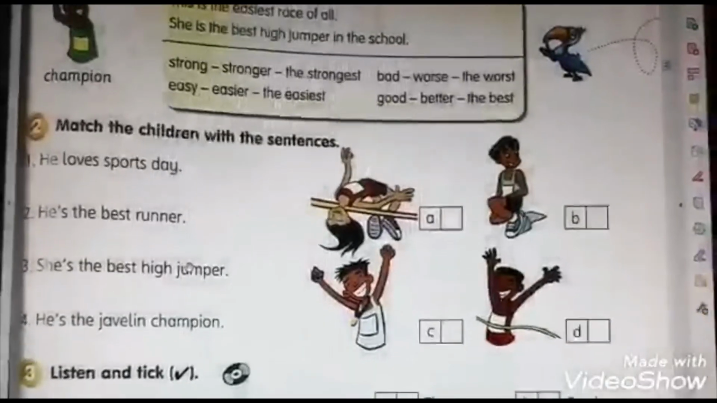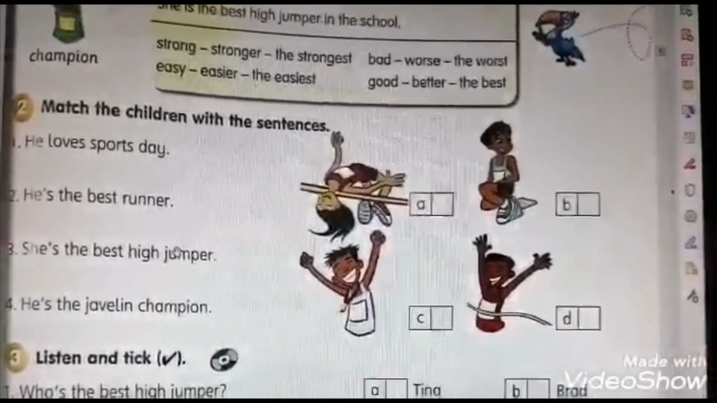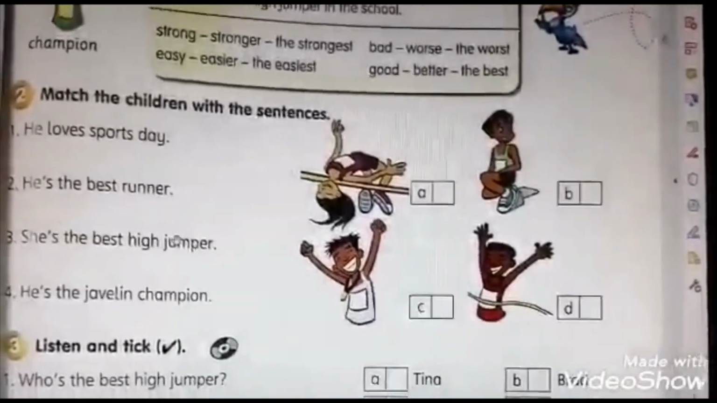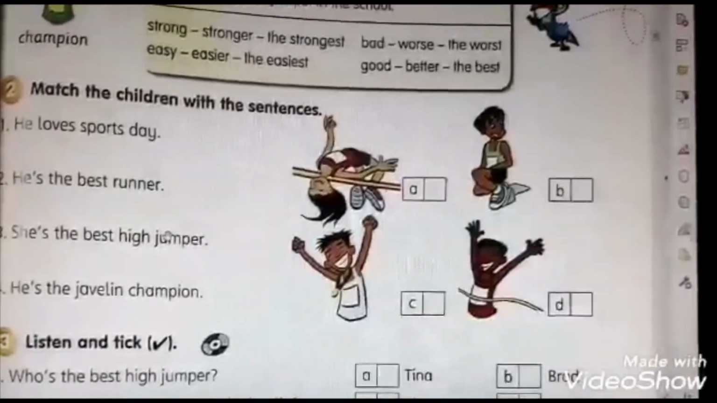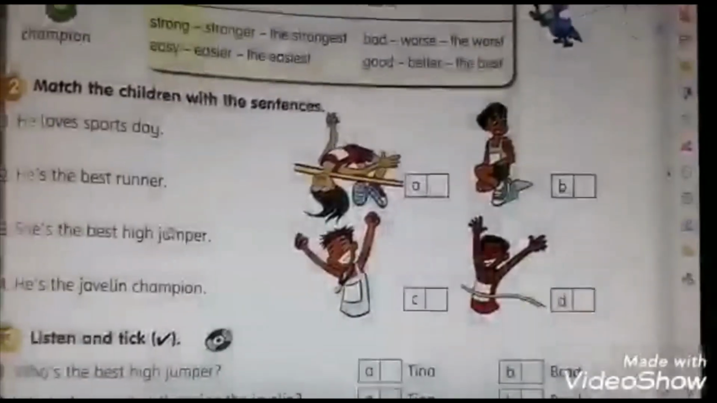Now look at the grammar part. We have already learnt about grammar rules. So just revise it and do practice. Next activity, activity number 2. Read the story again and try to match in order the children to the correct sentences.